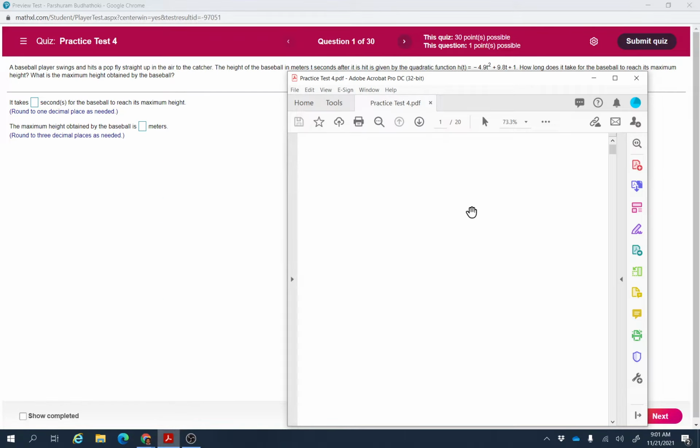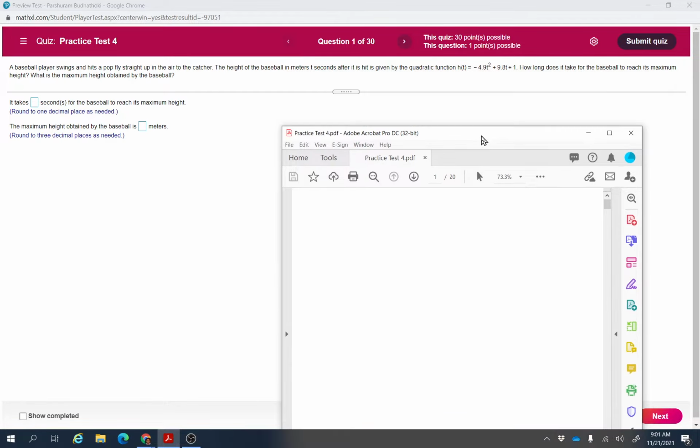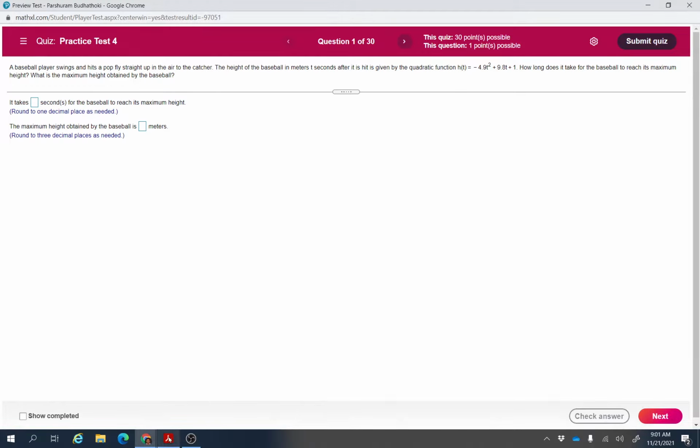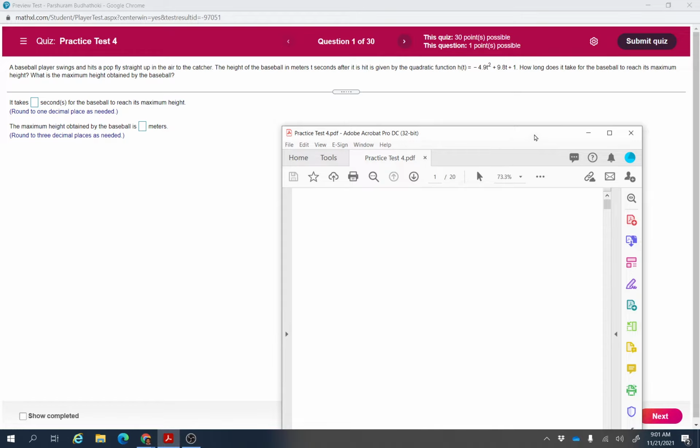Okay, so let's start. First one: a baseball player swings and hits a pop fly straight up in the air to the catcher. The height of the baseball in meters, t seconds after it is hit, is given by a quadratic function. How long does it take for the baseball to reach its maximum height? What is the maximum height obtained by the baseball? So the only thing you have to focus on here is that this is a quadratic function and we want to find out the time when that quadratic function would be maximum and the value of the maximum.